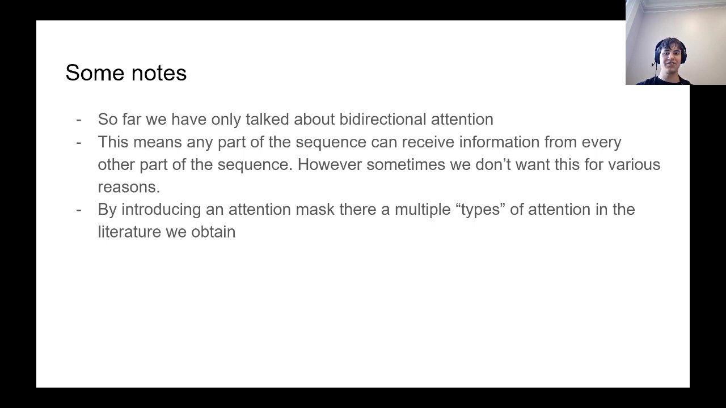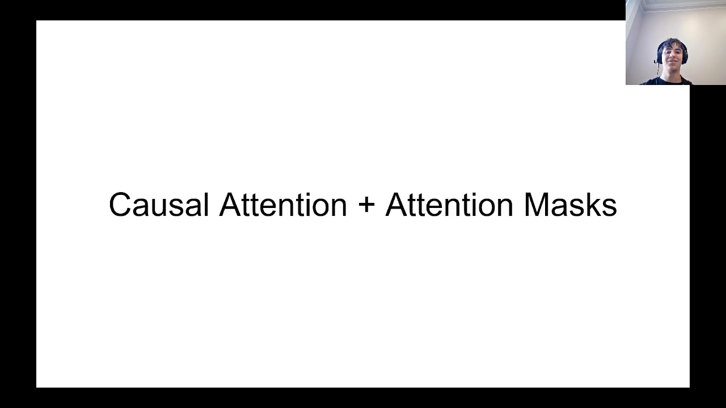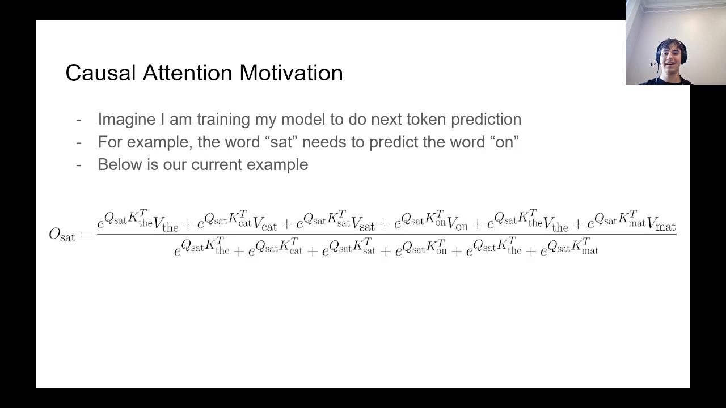So we've only talked about bidirectional attention, and this means every part can receive any other part, so it's an all-to-all communication. What we're going to do is start introducing attention masks. Attention masks are a way to remove parts of the attention matrix, and they allow you to do a lot of things, and we'll go over a lot of them here.